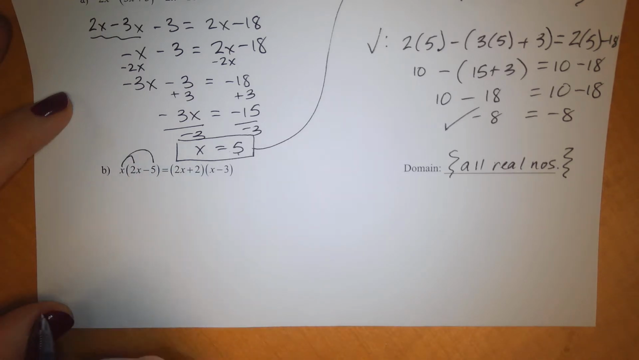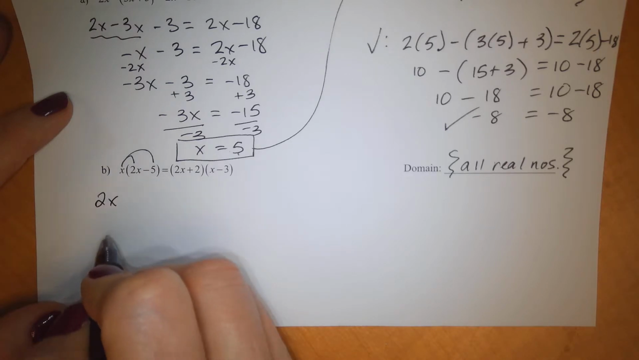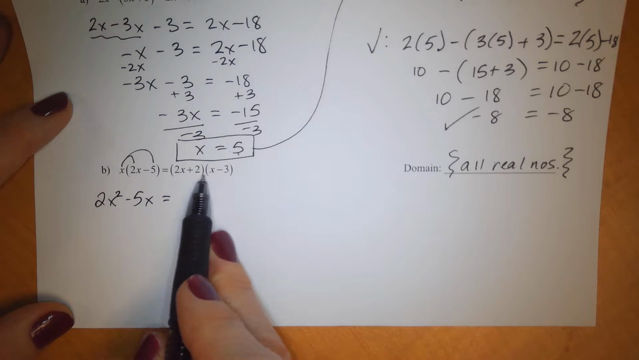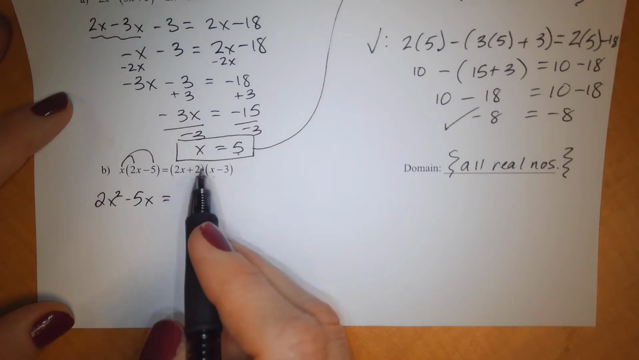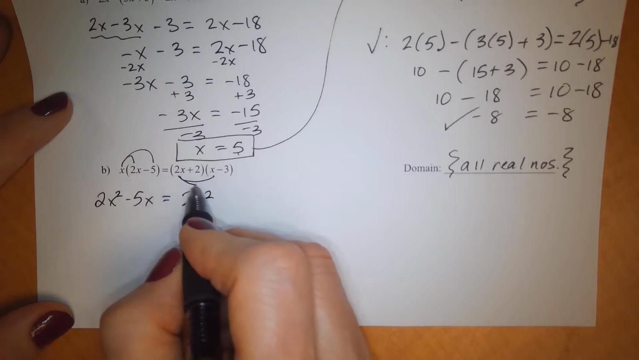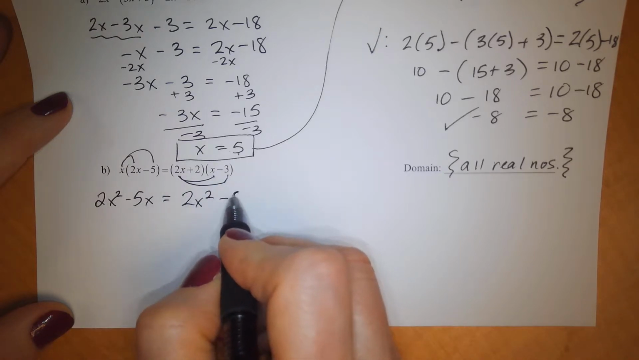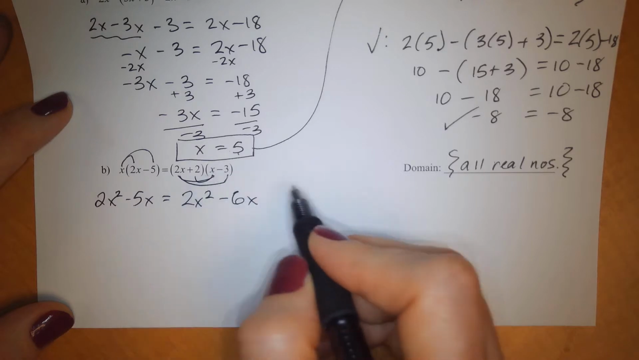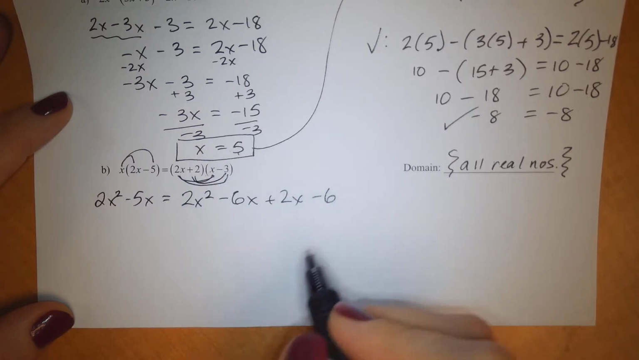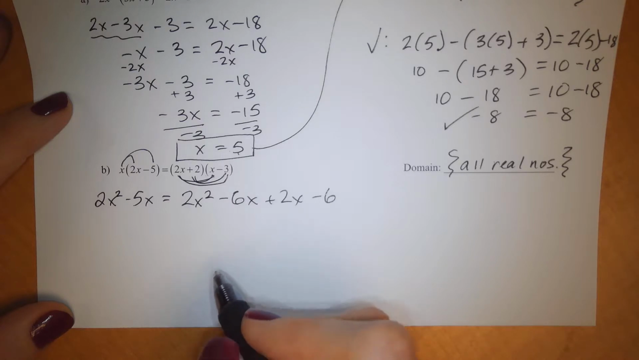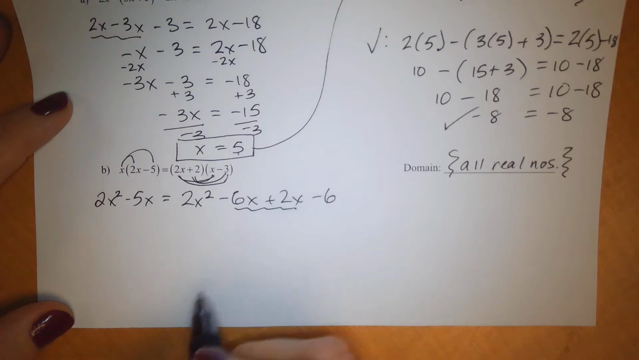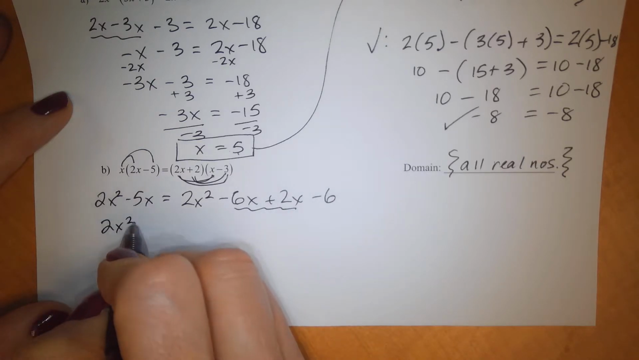So let's distribute to get rid of parentheses, which gives me 2x squared minus 5x. Over here, this becomes a FOIL problem. So let's FOIL. 2x times x, 2x times negative 3, 2 times x, 2 times negative 3. Then we're going to simplify by collecting like terms. You can see that those are alike on the right-hand side.